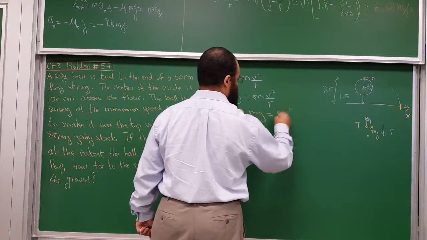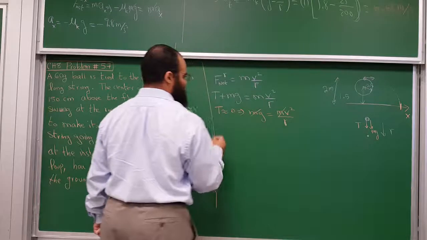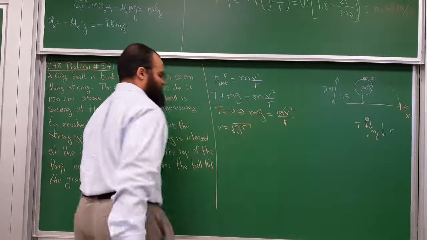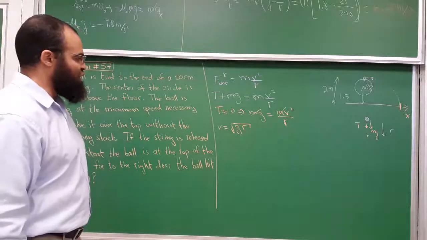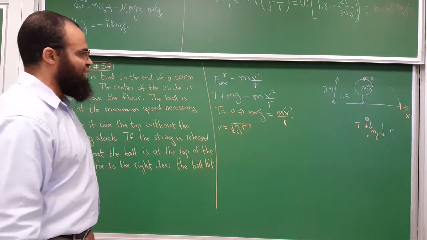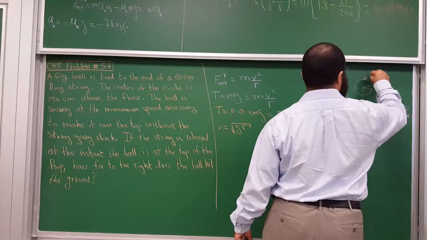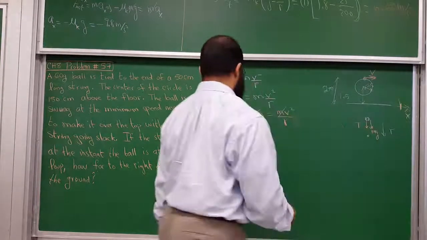mv squared over r. So the mass cancels, and we get v equals the square root of gr. That'll be v at the top, and it would be along this tangent direction, along the x direction.